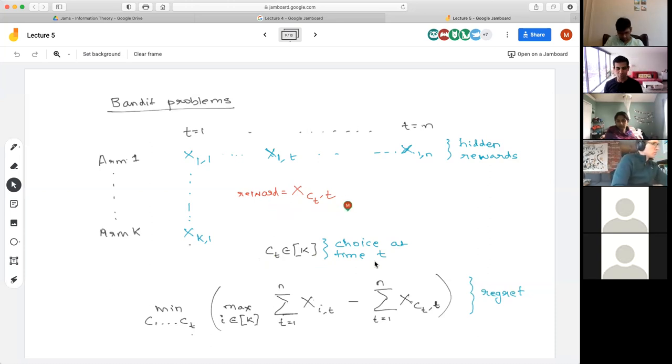You don't get to see the rewards for the machines where you didn't pull the arm. And the question is, how well can you do? How much reward can you accumulate?